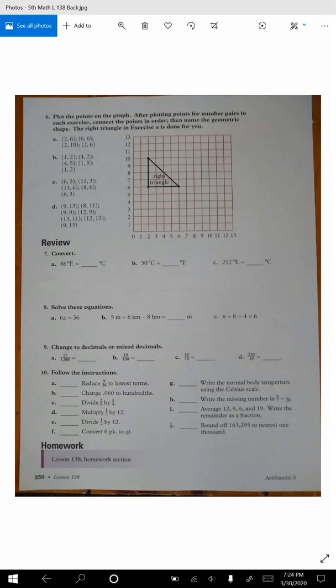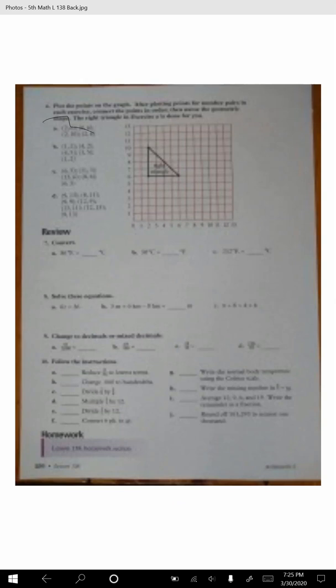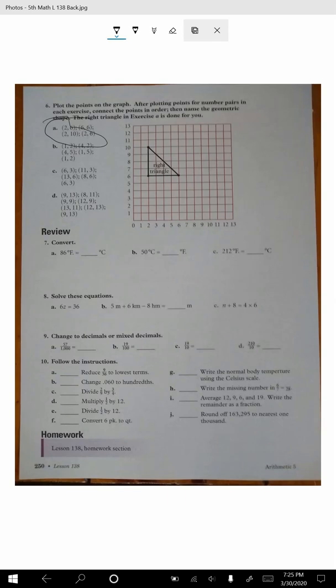Okay, here we go. Plot the points on the graph. After plotting the points for number pairs in each exercise, connect the points in order, then name the geometric shape. The right triangle in exercise A is done for you. All right, so they did A. Just to save time, I'm just going to go to B.